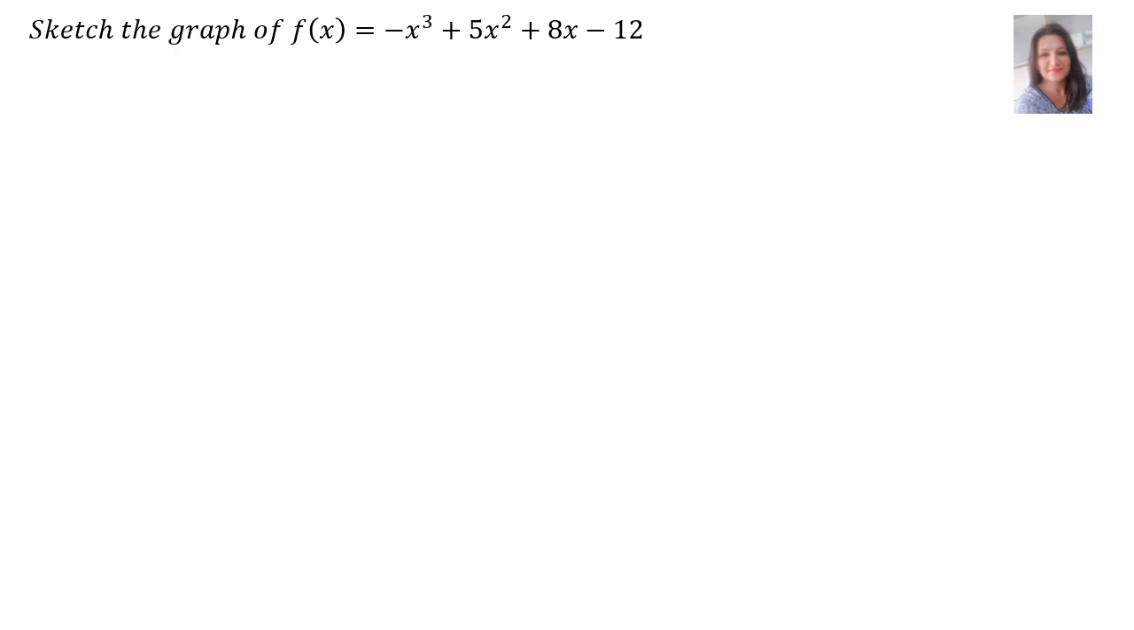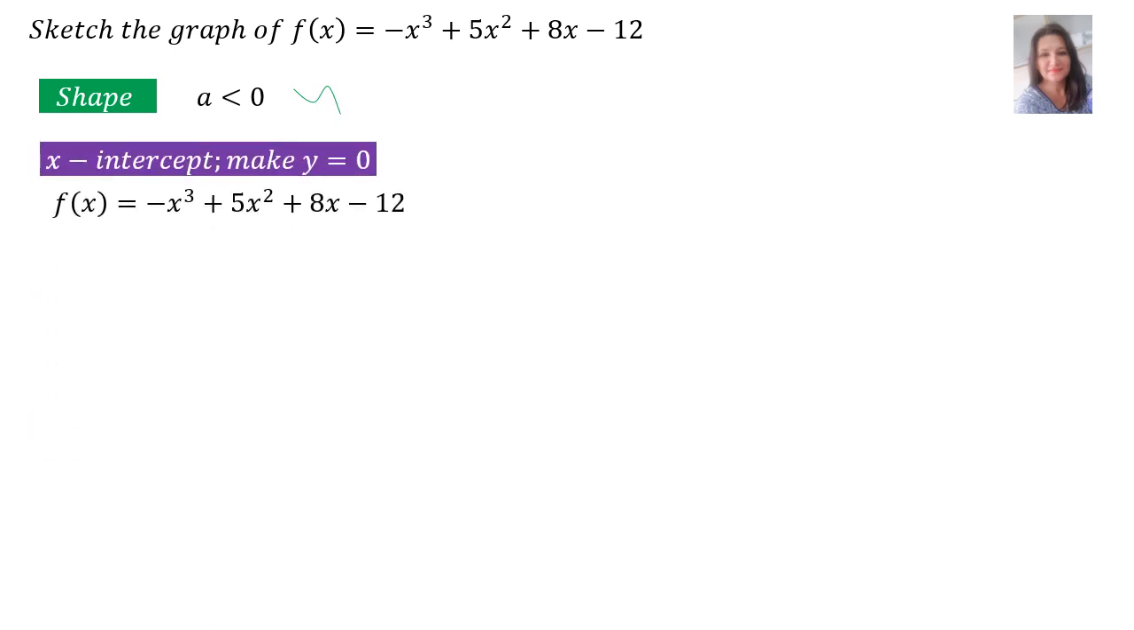Let's sketch the graph of f(x) = -x³ + 5x² + 8x - 12. We will start with the shape. a is smaller than 0, or negative, therefore it's a descending graph.